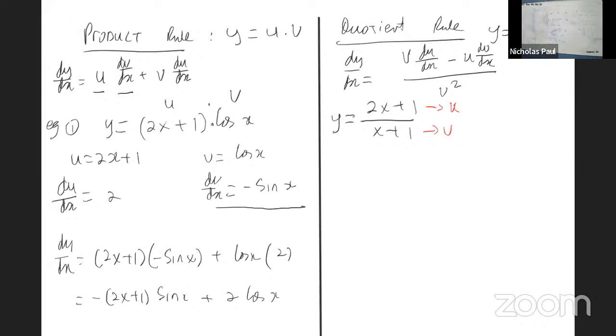So write down U, differentiate U. Write down V, differentiate V. Plug it in the formula. Right? Write down U, write down V. When you write it down, differentiate it.